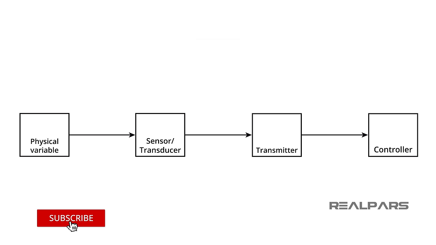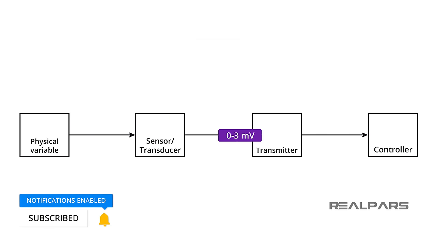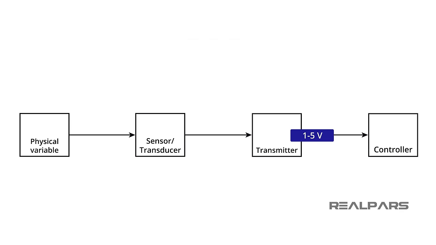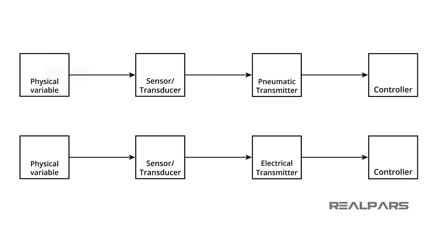In the world of process control, a transmitter is a device that converts the signal produced by a sensor into a standard instrumentation signal, representing a process variable being measured and controlled. In the early days of process control, the standard instrumentation signal was pneumatic, while today, it is more likely to be an electrical signal. The standard pneumatic signal is 3 to 15 psi. The standard electrical signals are 1 to 5 volts or 4 to 20 milliamps.